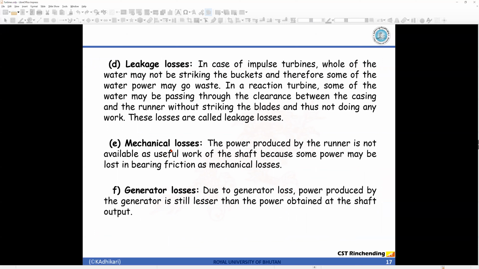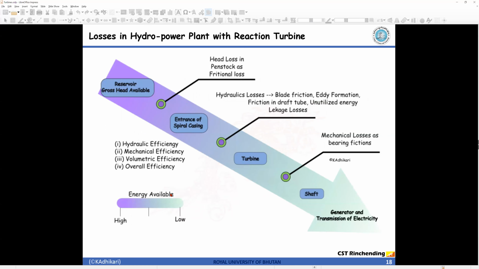Now, mechanical losses come when this runner is running and it has to run the shaft. When it runs, there are bearings and many other movable parts, and whenever there are movable parts, obviously there is friction and energy is wasted as heat energy. So there are mechanical losses. And generator losses: mechanical power has to be converted to electrical power with the help of a generator, and there could be some losses in the generator. So these are the generator losses.